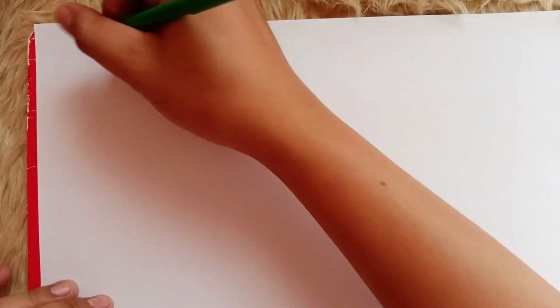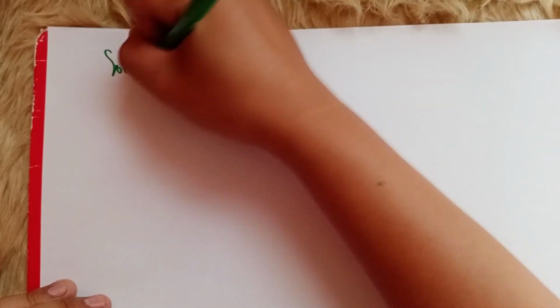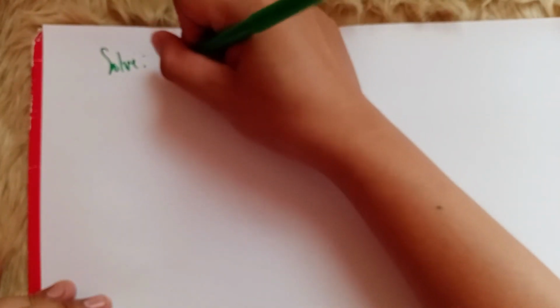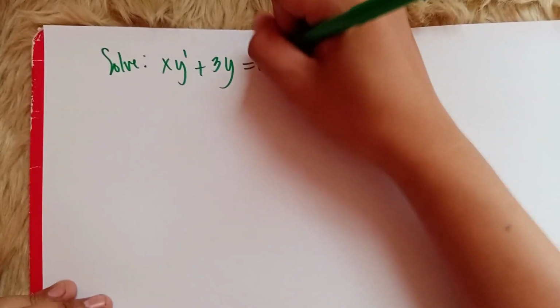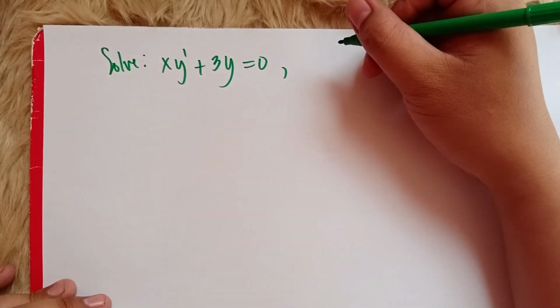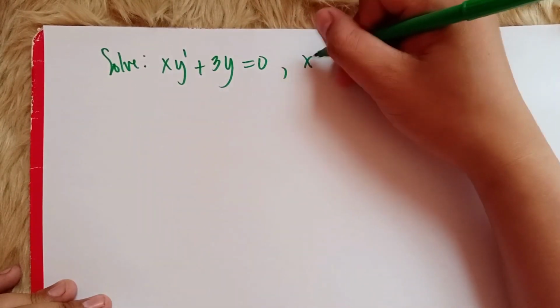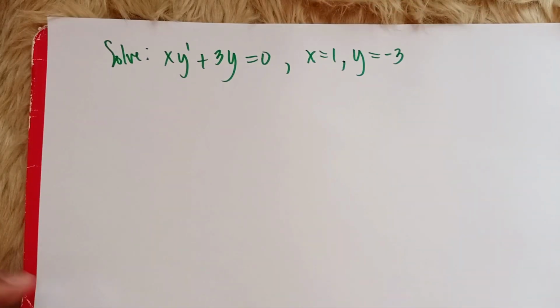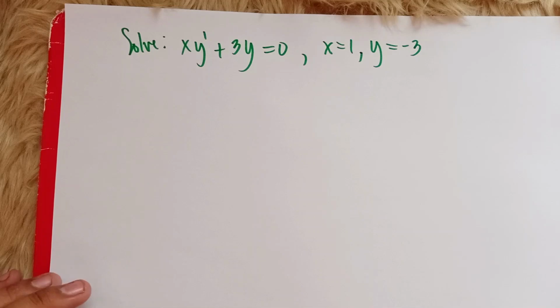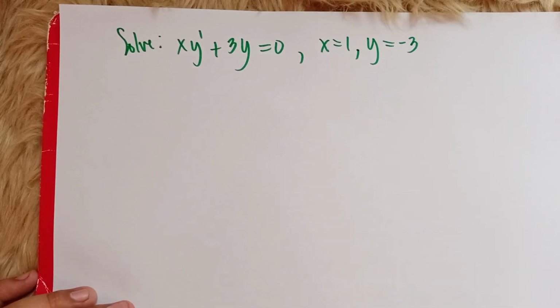Okay? Another problem tayo mga boss, or another example. We have here solve for xy prime plus 3y equals 0, and we have here the boundary condition of x equals 1 and y equals negative 3. So again mga boss, gamitan natin ang separation of variables.